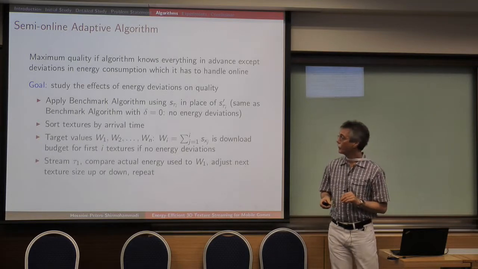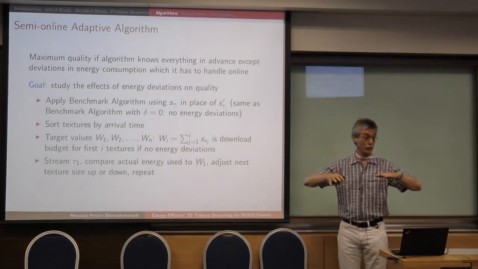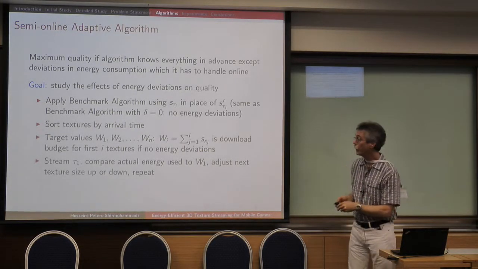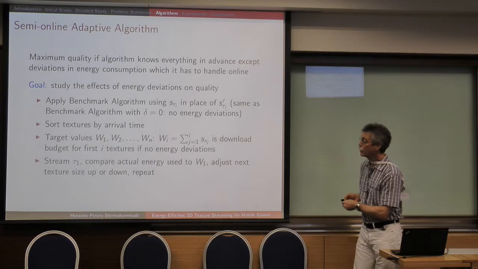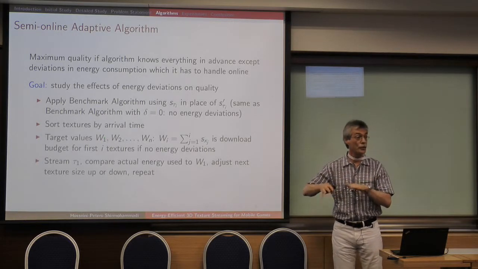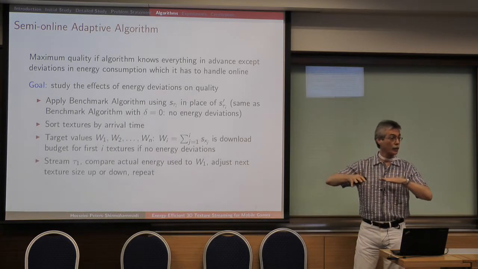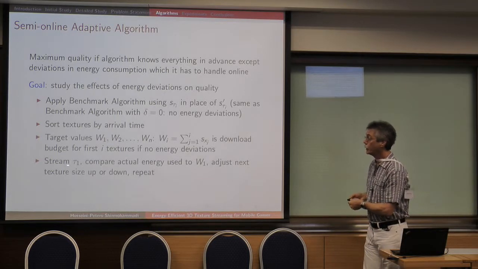And that gives us some scaling factors for the textures. We sort the textures by actual arrival time, and then we compute these target values. This is the amount of download budget we should be using if there were no variations. So this is what the optimal algorithm would do if the energy was exactly what you expected it to be. So these are the targets, and then we start streaming them.